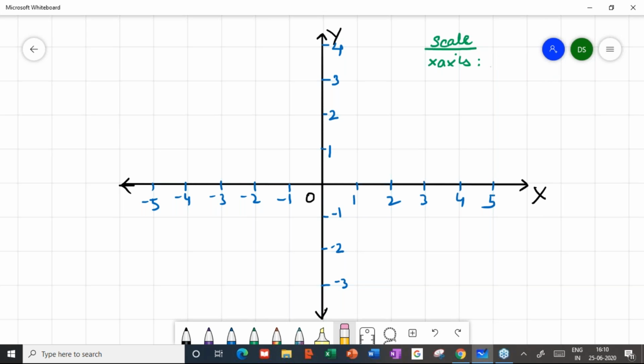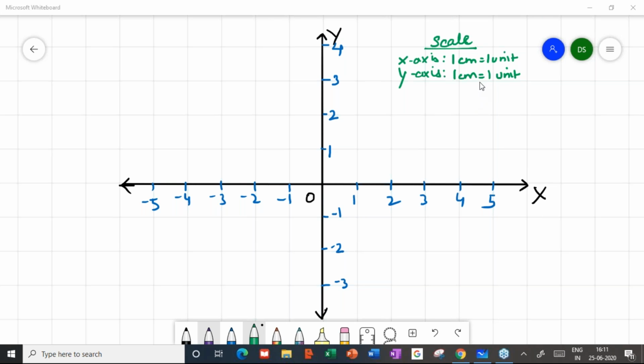I just write it a bit below this side. Okay, x-axis, I write it like this, and 1 centimeter equals 1 unit. And then I write y-axis, and then I write 1 centimeter equals 1 unit. Right? This is a good habit. So these are the prerequisites you do, and you're done. Right now you start.